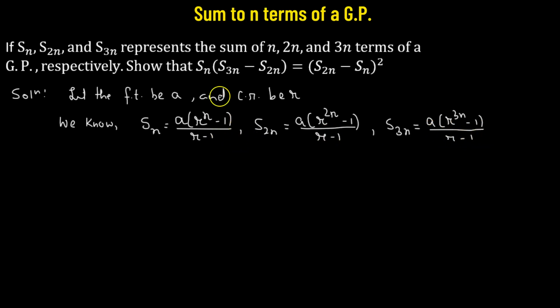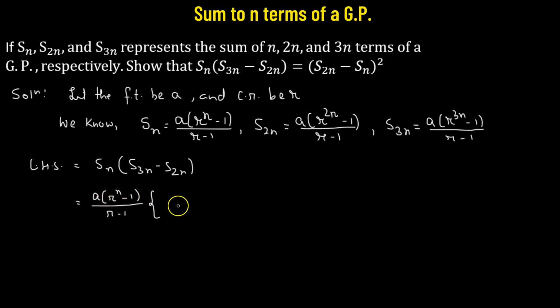So now that I have the three sums, let's start from the left hand side. On the left hand side we have Sn multiplied by (S3n minus S2n), which will be equal to, so we'll substitute the values here. So we have A multiplied by (R raised to the power of n minus 1) divided by R minus 1, which will be multiplied by S3n, so that's A times (R raised to the power of 3n minus 1) divided by R minus 1, minus A times (R raised to the power of 2n minus 1) divided by R minus 1.